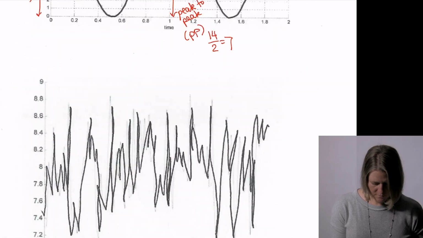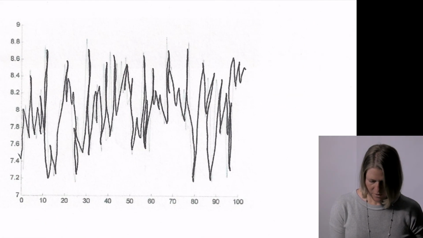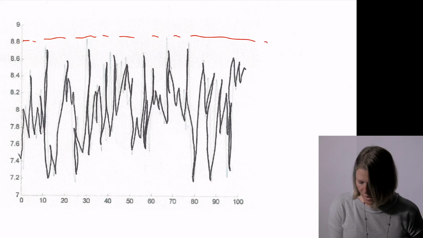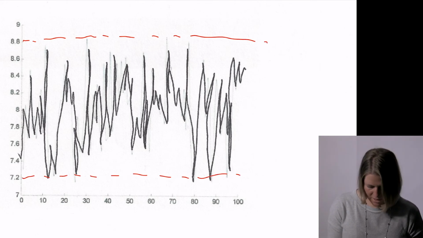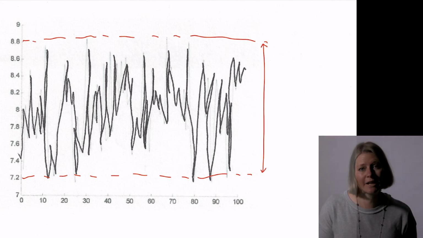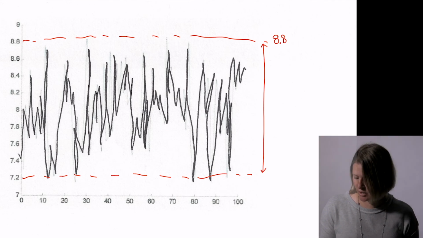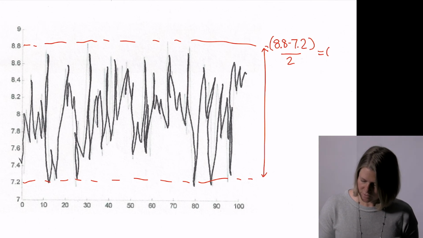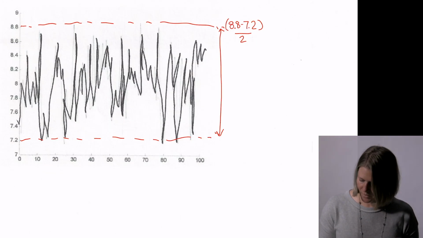For this one, it's very confusing to see what that midpoint is. So I'm going to say that 8.8 is my peak and 7.2 looks about my peak on the bottom. So to find the DC value here, again, this would be like a peak-to-peak value divided by 2. I'm going to take 8.8 minus 7.2, divide by 2, and that gives me a 0.8. So that will be my DC value.